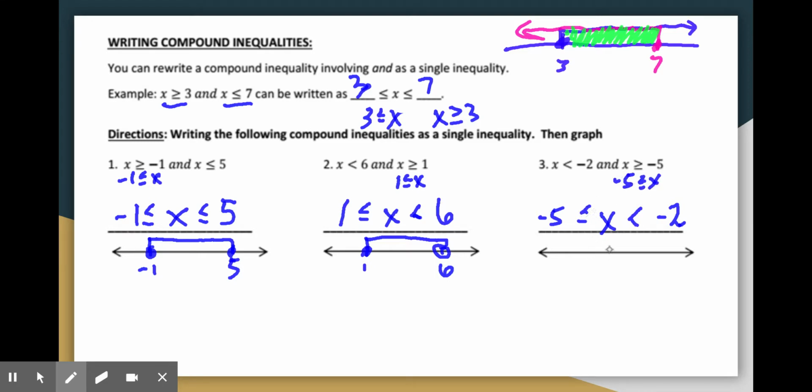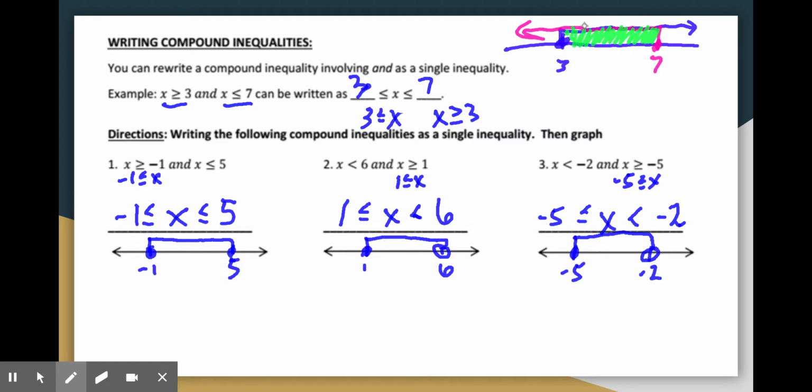And we have that. So now we have -5 and -2 on the number line. We have a closed circle on the -5 because it's equal to, and an open circle on the -2 because it's not equal to. And my solutions will be in between, in the middle.